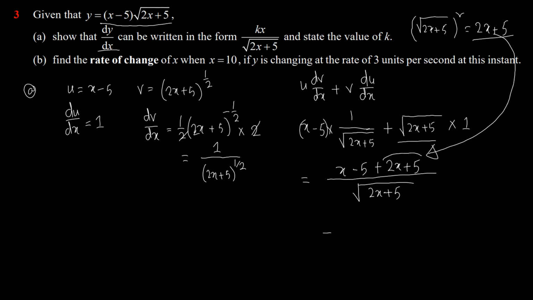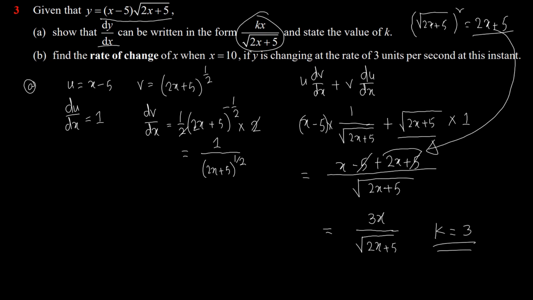Finally we got, where 5 and 5 cancel out, 3x divided by root 2x plus 5. So this is our expression, and we can find our value, which is 3. The expression is written as kx divided by that one. This is the first part of this question.